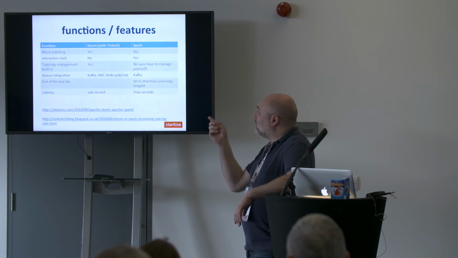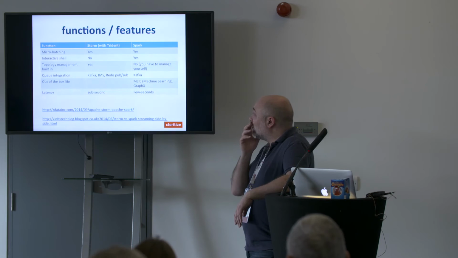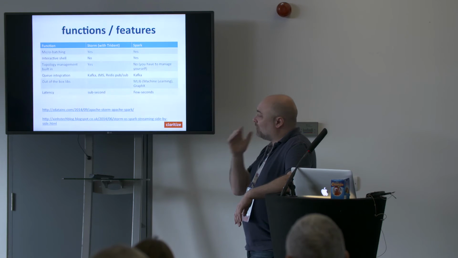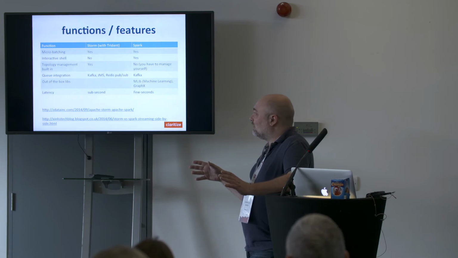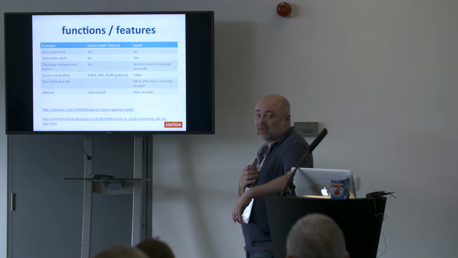Storm doesn't have an interactive shell at the moment. I don't know whether there's any work to give it one, but Spark does, and the interactive shell is actually quite useful. There's no real concept of topologies in Spark, but I guess topology management is quite a nice feature. When you're load sharing, you're in control of it, whereas in Spark it's less explicit.